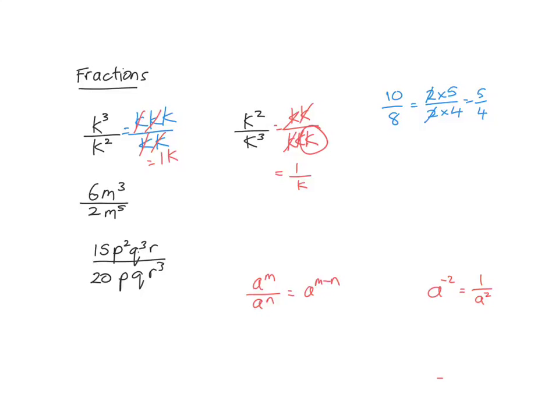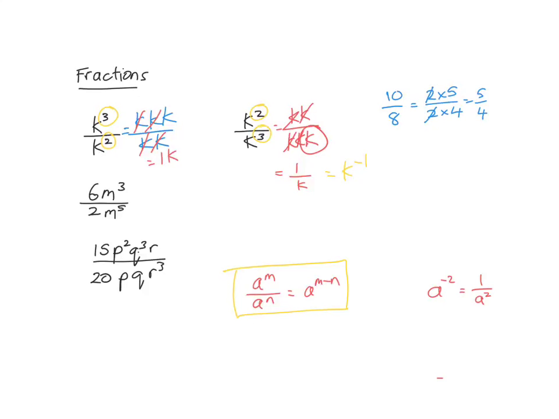Now a quicker way, rather than drawing these out in expanded form, is you can look at the general rule at the bottom here. So I can subtract those powers when they're in a fraction. So k cubed over k squared, 3 minus 2 leaves me with k to the power of 1. If I have 2 minus 3, I get negative 1. K to the negative 1 is the same as 1 over k in the fraction.